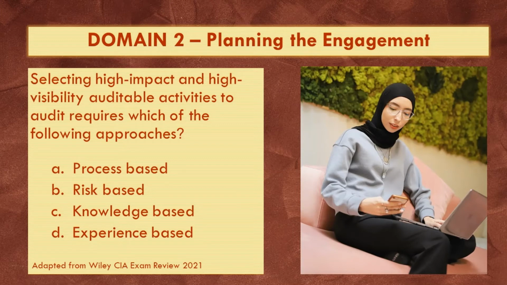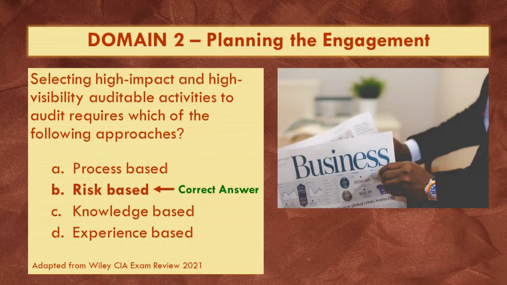Audits and controls reduce risks and protect assets. So by definition, high impact and high visibility activities are high risk due to their nature. Therefore, they require a risk-based review approach to ensure that all potential risks are properly managed. The answer is B, risk-based.